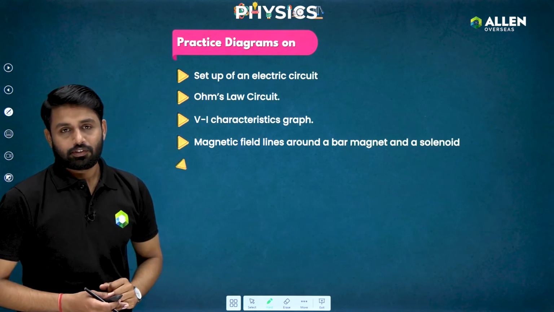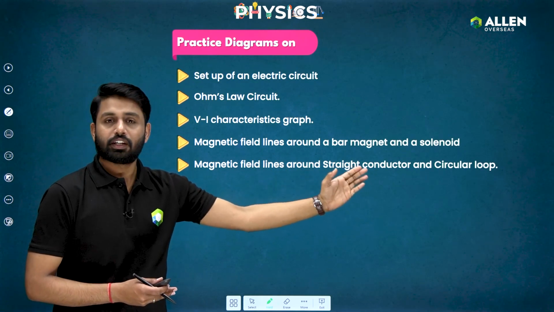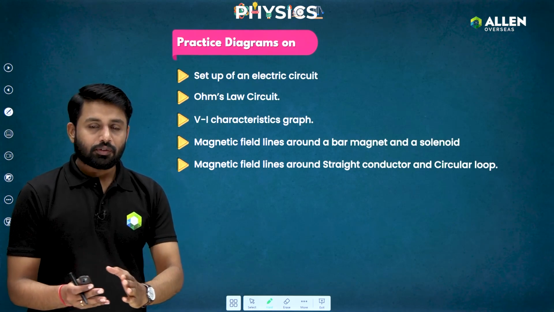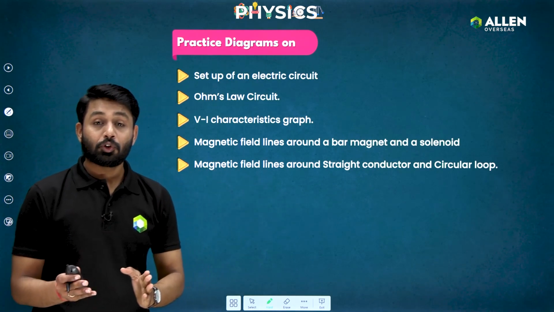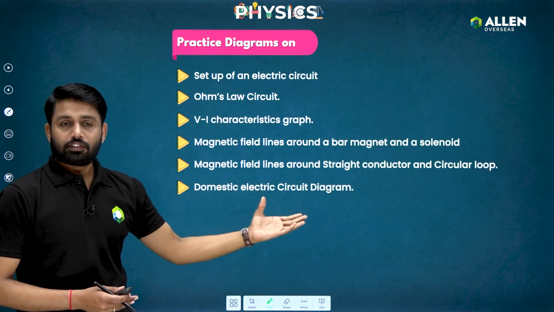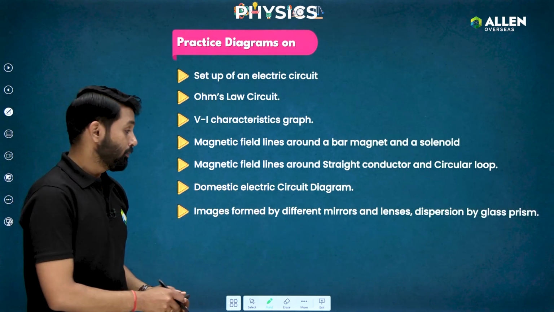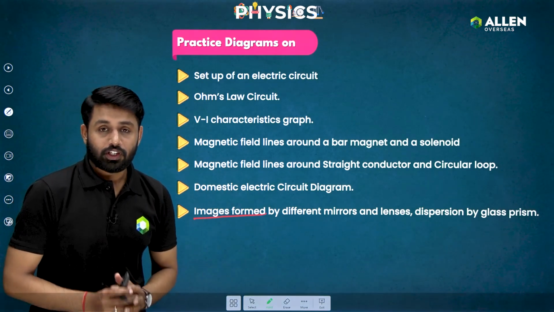You should also practice. After that, you can see here magnetic field lines around a straight current carrying conductor and circular loop. They can ask questions based on magnetic field lines, so you should practice diagrams based on magnetic field lines. After that, domestic electric circuit diagram. Then you can practice images formed by different mirrors and lenses. This is also very important.